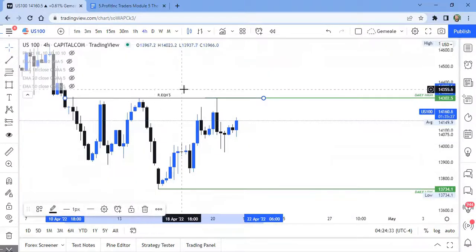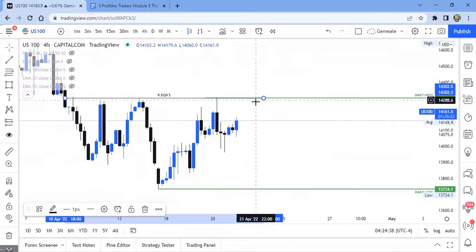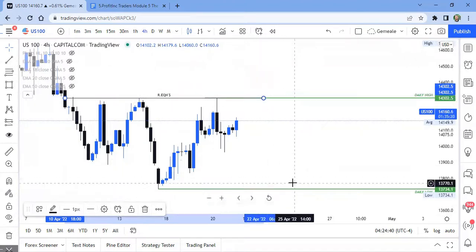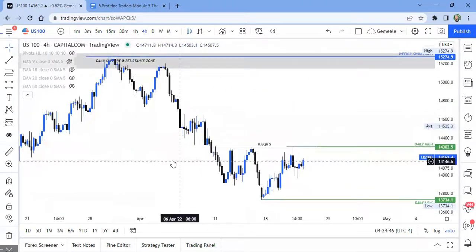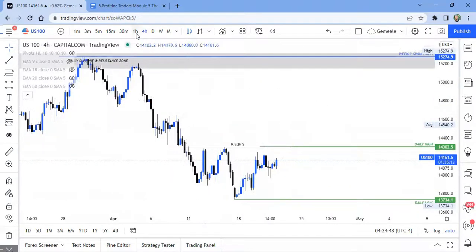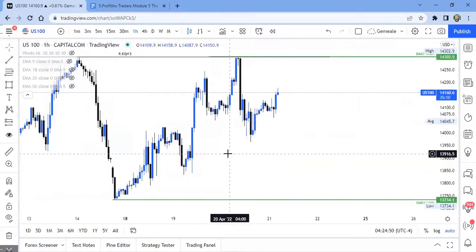Okay, so we know that there is liquidity resting above there. We want the market to go and grab that liquidity, show a break in market structure, and we trade it back down lower in line with the higher time frame trend. Okay, guys, so now we're going to look at the 1 hour, if we can see anything on the 1 hour.